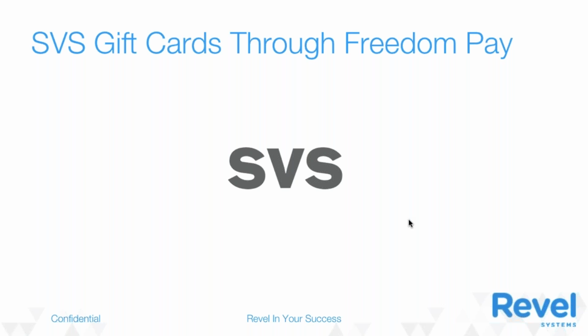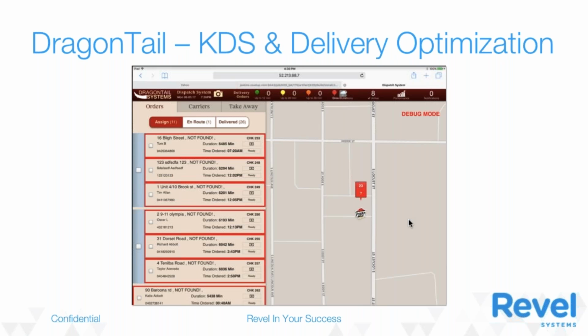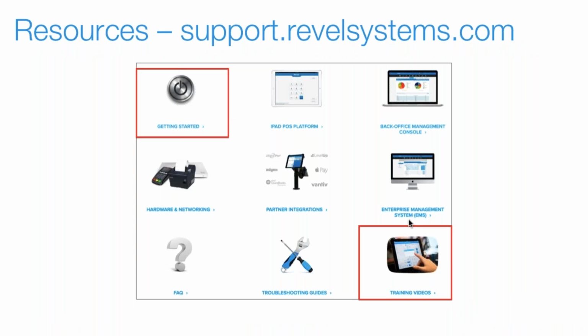You now have the option to use SVS gift cards through FreedomPay. So for our FreedomPay users, this is now an option. And one of the biggest asks that we've had recently is the integration with DragonTail. So this is a KDS and delivery optimization integration here. It's an intelligent system, and Revel runs the POS side, and DragonTail runs the KDS and delivery system. So for our pizza clients, for example, this is a great tool to use for your delivery optimization.